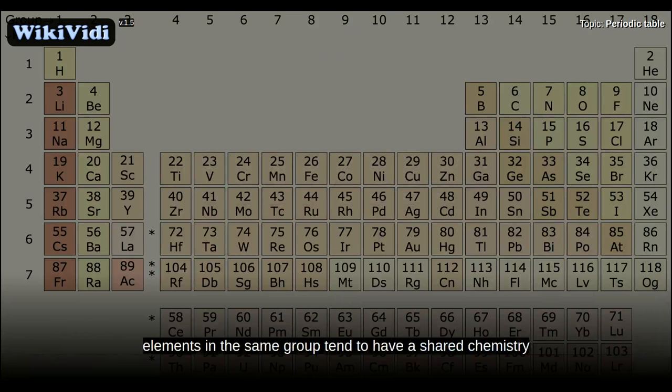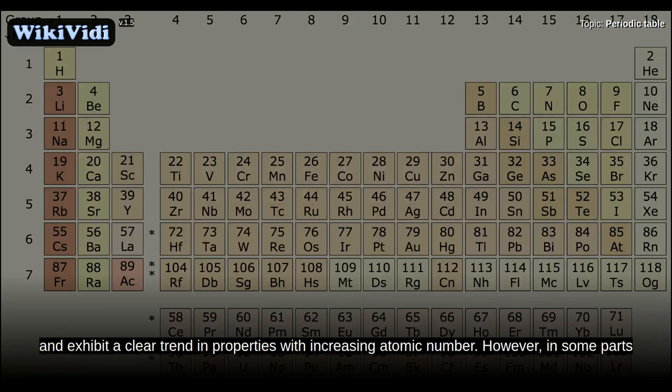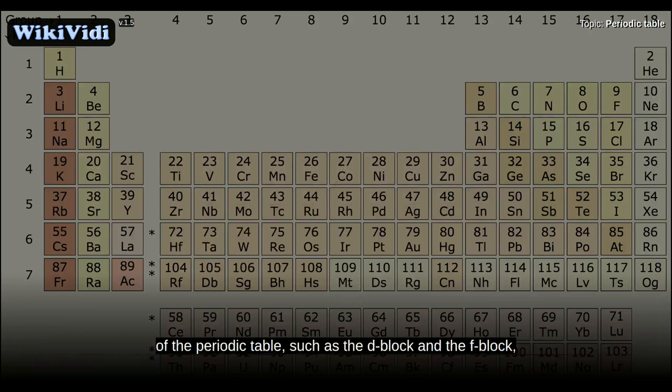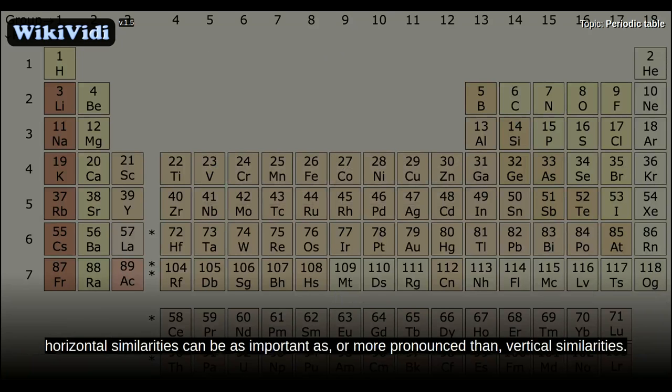Consequently, elements in the same group tend to have a shared chemistry and exhibit a clear trend in properties with increasing atomic number. However, in some parts of the periodic table, such as the D block and the F block, horizontal similarities can be as important as, or more pronounced than, vertical similarities.